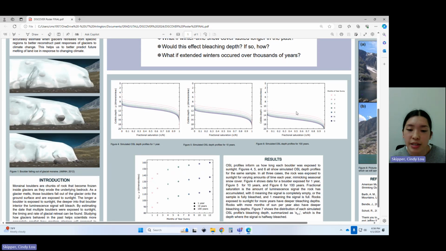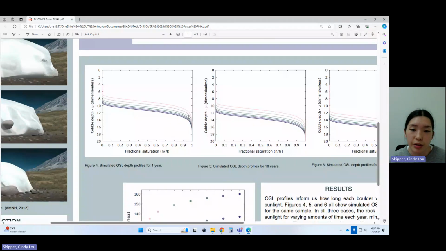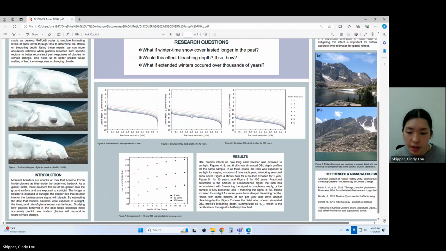In figures 4, 5, and 6, there are simulated OSL depth profiles for the same sample over 1 year, 10 years, and 100 years. In all three cases, the rock was exposed to sunlight for various amounts of time each year, which mimics seasonal snow cover. So this pink one was 1 month of the year sunny, and then this 12th one at the bottom here is 12 months out of the year sunny. So that would be like if there was no snow cover for the entire year.